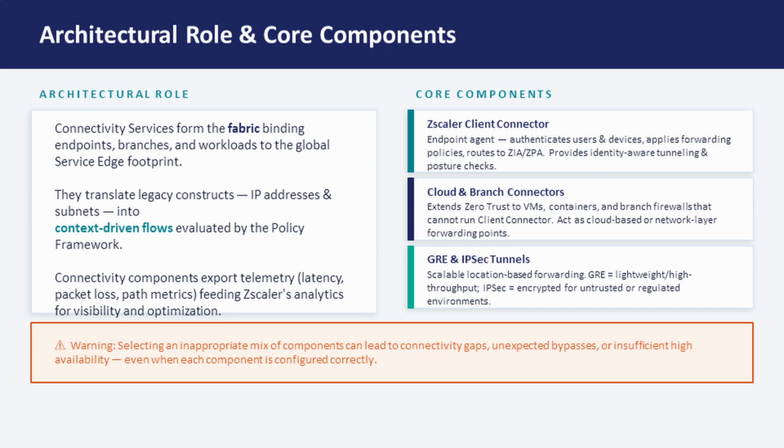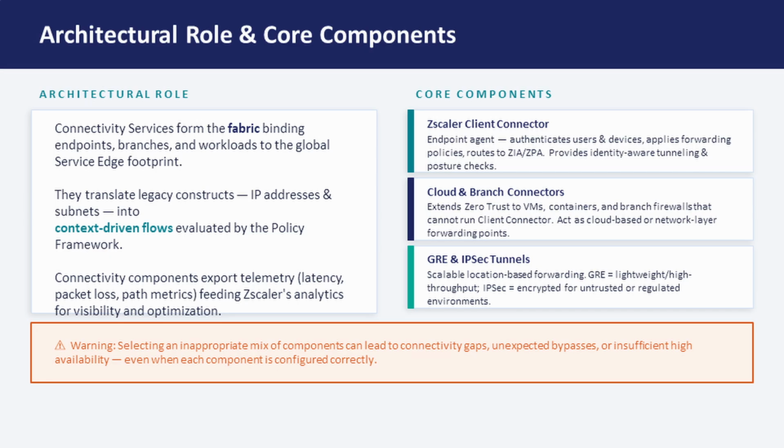More precisely, connectivity services form the fabric that ties every endpoint, every branch office, and every cloud workload to Zscaler's global enforcement points. And they do something really important. They translate legacy networking concepts, IP addresses, subnets, VLANs, into zero-trust concepts, user identity, device posture, application segments, session context. That translation is what makes consistent policy enforcement possible everywhere.